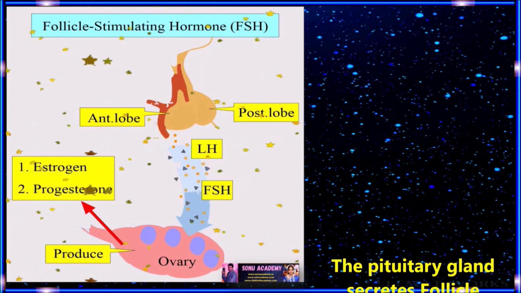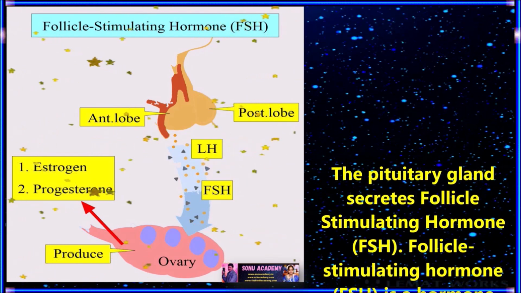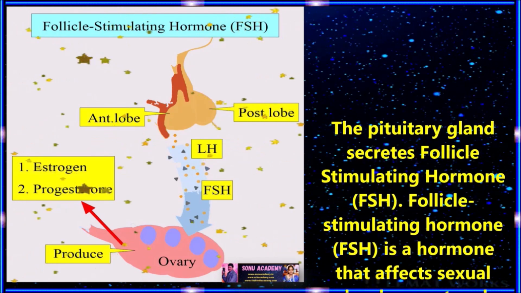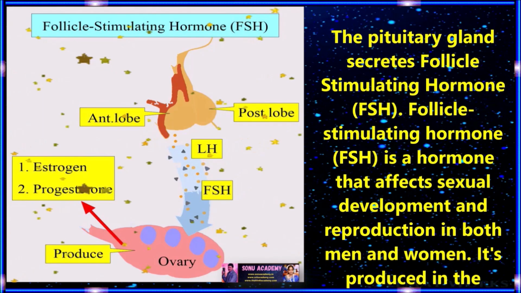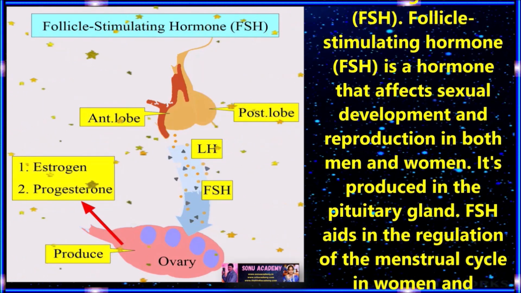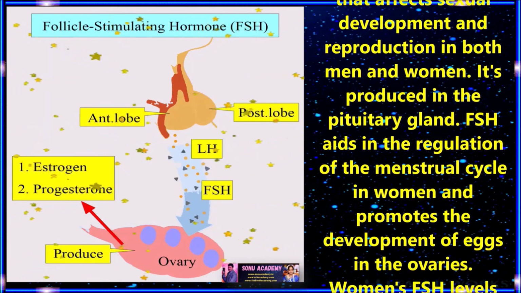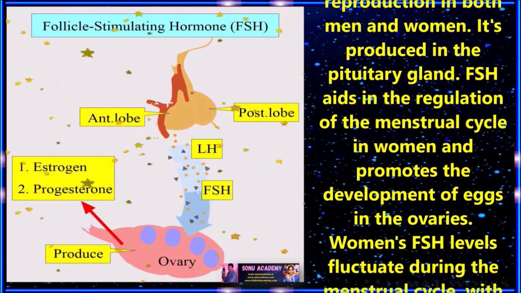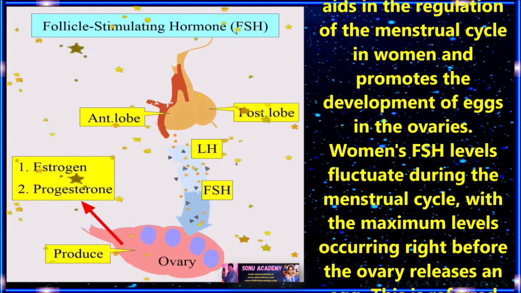Children, now let us discuss follicle stimulating hormone, FSH. The pituitary gland secretes follicle stimulating hormone, FSH. FSH is a hormone that affects sexual development and reproduction in both men and women. It is produced in the pituitary gland. FSH aids in the regulation of the menstrual cycle in women and promotes the development of eggs in the ovaries.